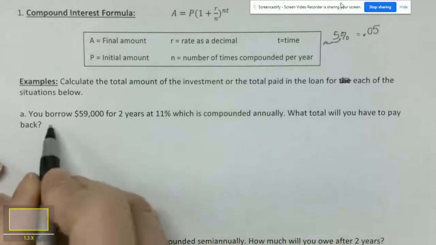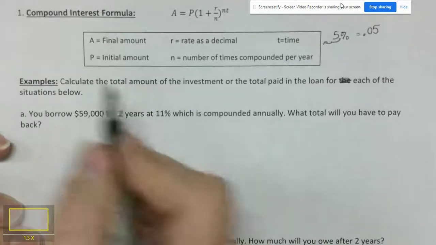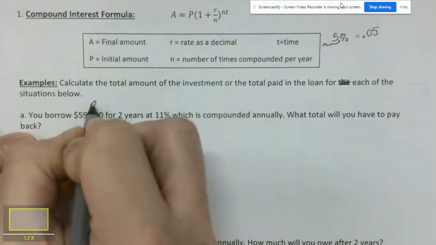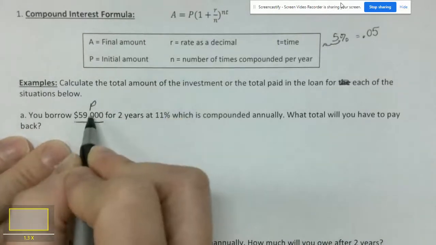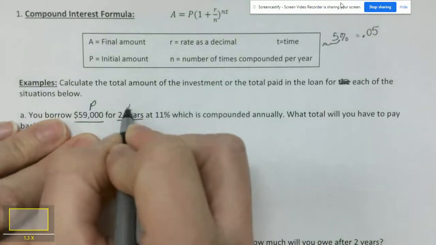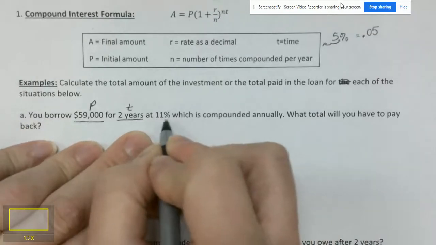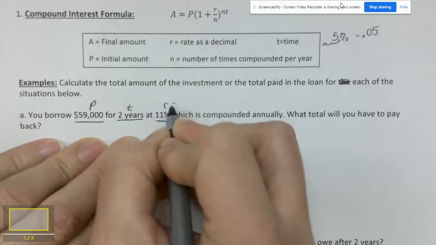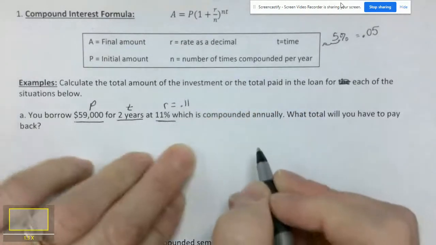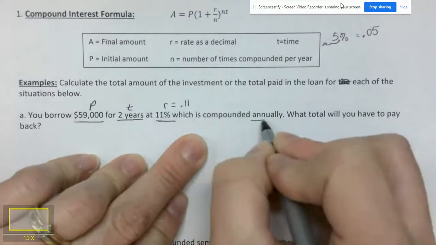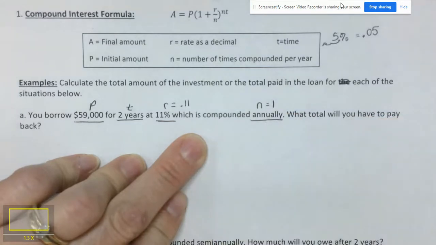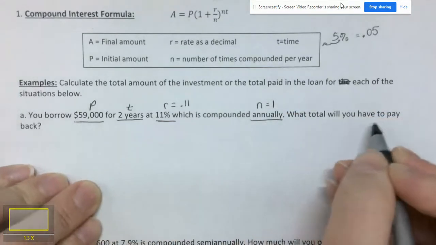Okay, so if I think about this and I mark what I'm given up here. I borrow $59,000. That is my initial amount, so that is my P. Okay, so we're going to mark this as we go. P, that's my initial amount. For 2 years, all right, that's my T. So there's my T. At 11%, okay, that's my R, but remember, we've got to convert that to a decimal. So 11% is going to be 0.11. And then it says it's compounded annually. So this annually right here, that's my N. And since it's annually, my N is going to be 1. Okay, what total will you have to pay back?